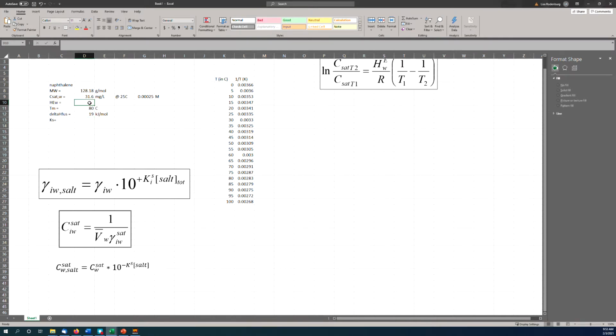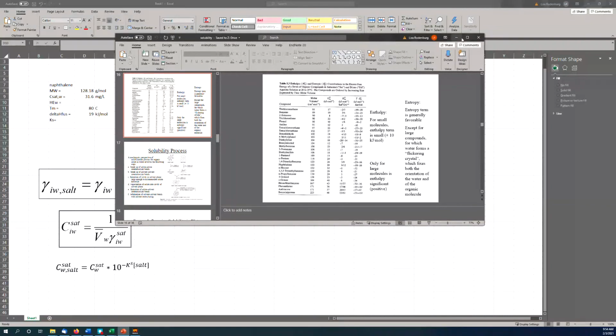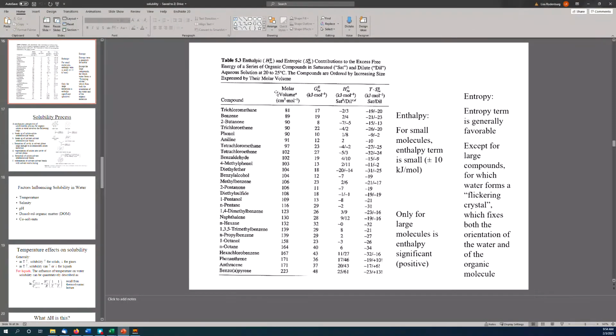Okay, we also need to know H E W, that's the excess enthalpy of solubilization. And H E W is not easy to find. It's actually one of the hardest things to find. And so we have to kind of punt a little bit. So what I usually do is I go to our lecture notes here. Here is the table that has a bunch of different values of H E W for a bunch of different chemicals. And I would look at this and say, okay, where does my chemical fall in this table? Now, for naphthalene, we actually have a value here, and this is saturated and dilute, and we're probably in dilute solution, so I would choose 12 kilojoules per mole.